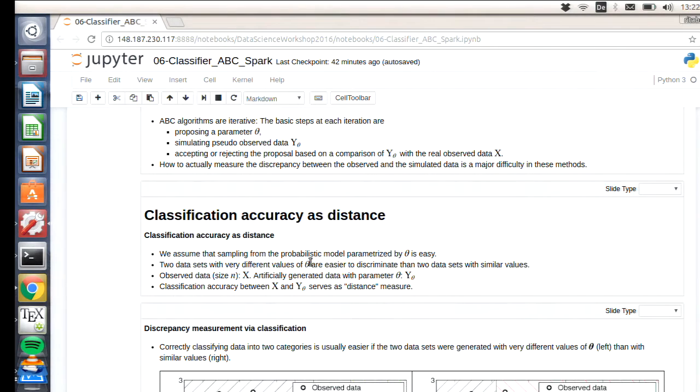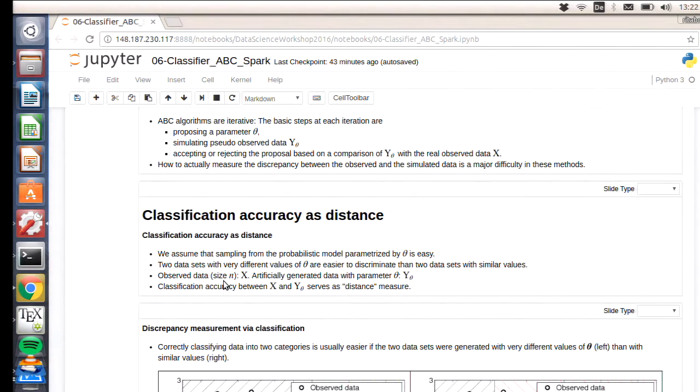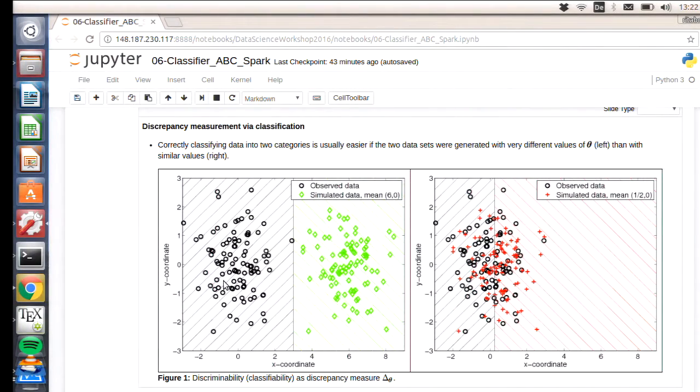We assume that sampling from the probabilistic model parameterized by theta is easy. As we talked, it's a black box. And then we have sets of size n. So you have one data set from the simulated data and another one here. If these 2 data sets are very similar, then you can't classify them easily. And if they are dissimilar, you can easily classify them. I will get into an example, then we will see that.